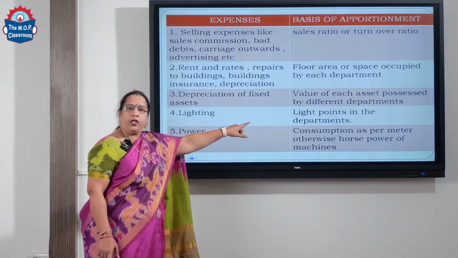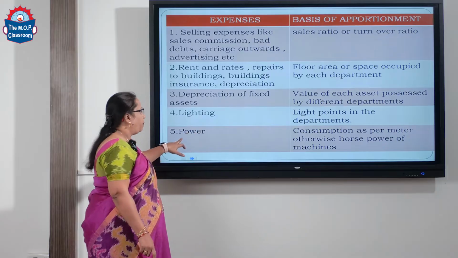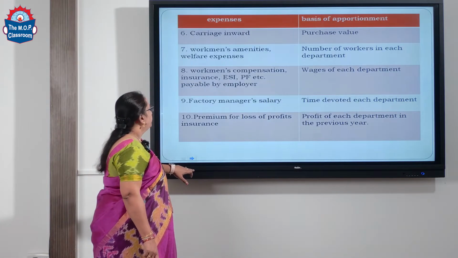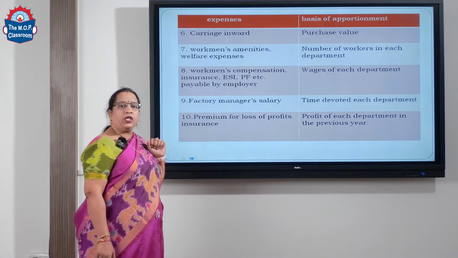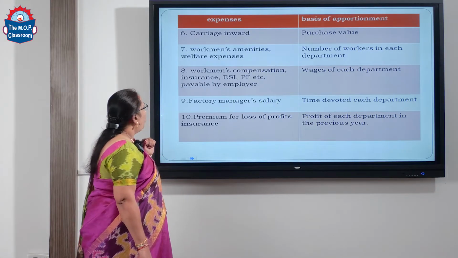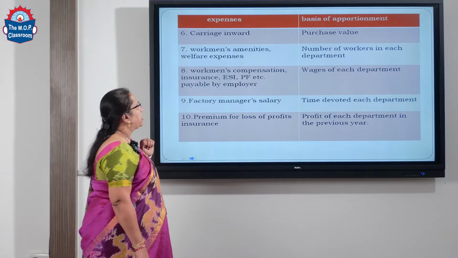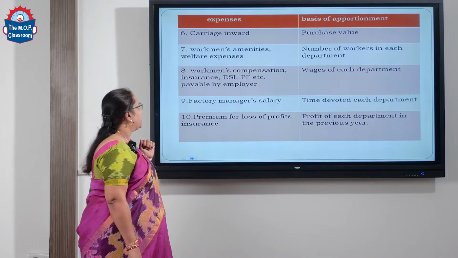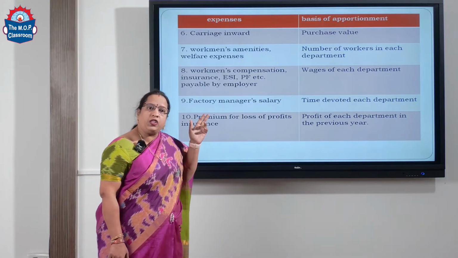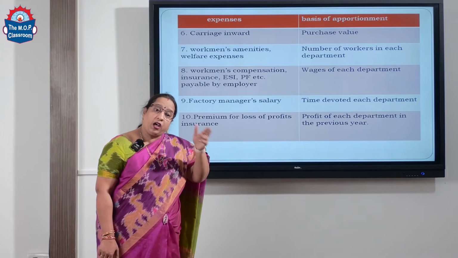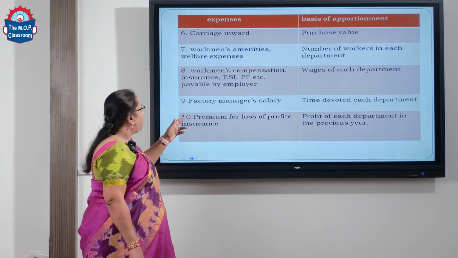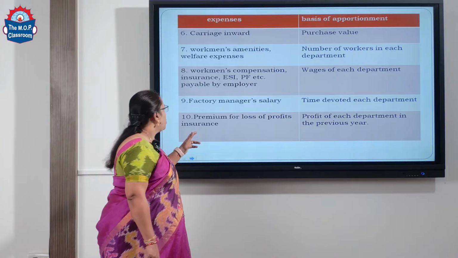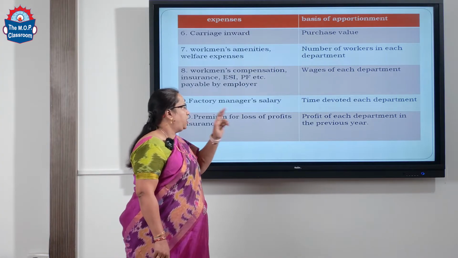Lighting, on the basis of light points possessed by each department. Power, consumption as per the meter of each department. Carriage inward, the purchase value of each department. Workmen's amenities, welfare expenses, number of workers in each department. Workmen's compensation, insurance, ESI, PF, etc., wages given to the workers of those departments. Factory manager's salary, time devoted to each department. Premium for loss of profits insurance, profit of each department.